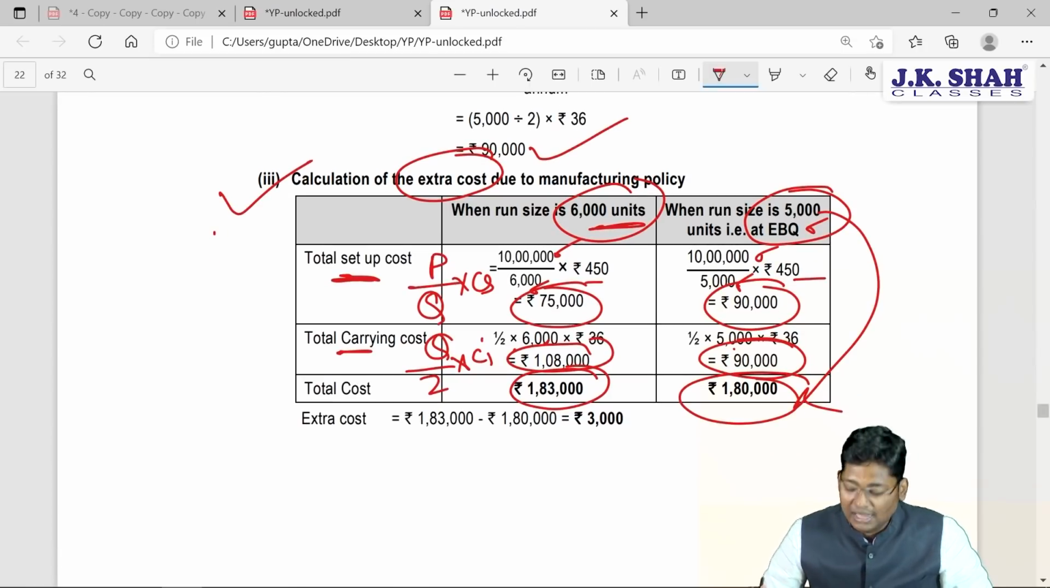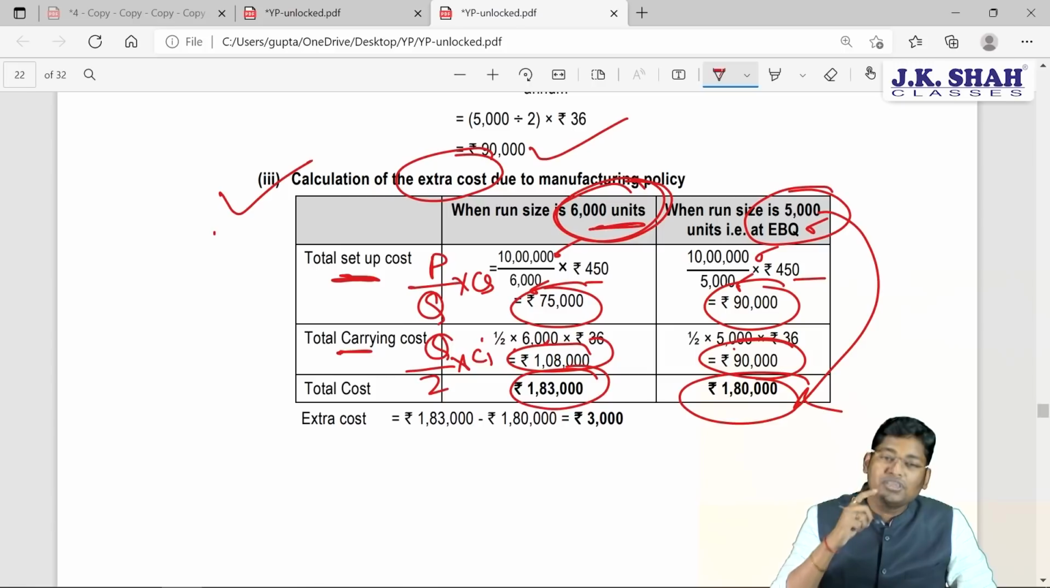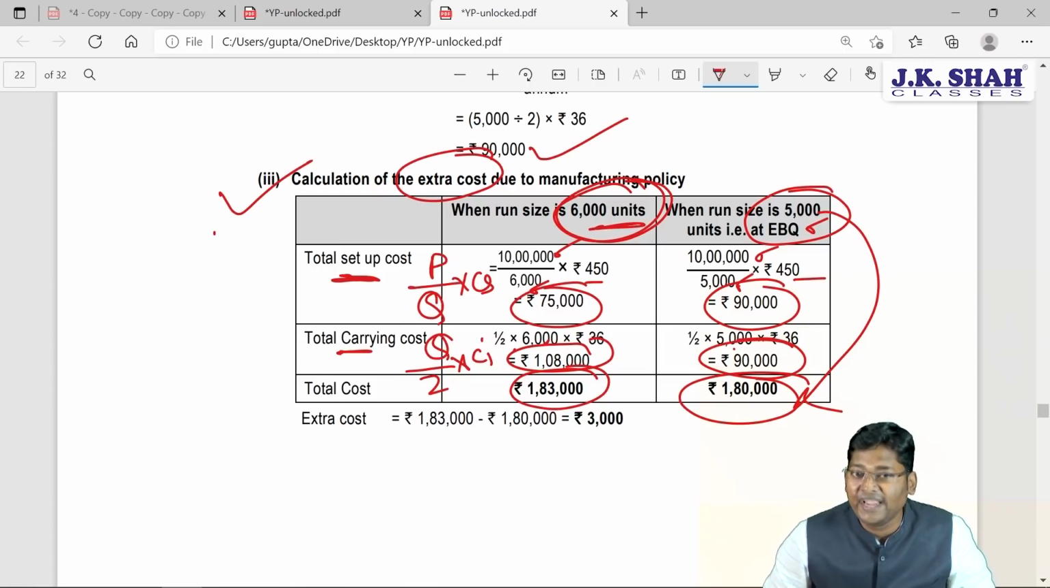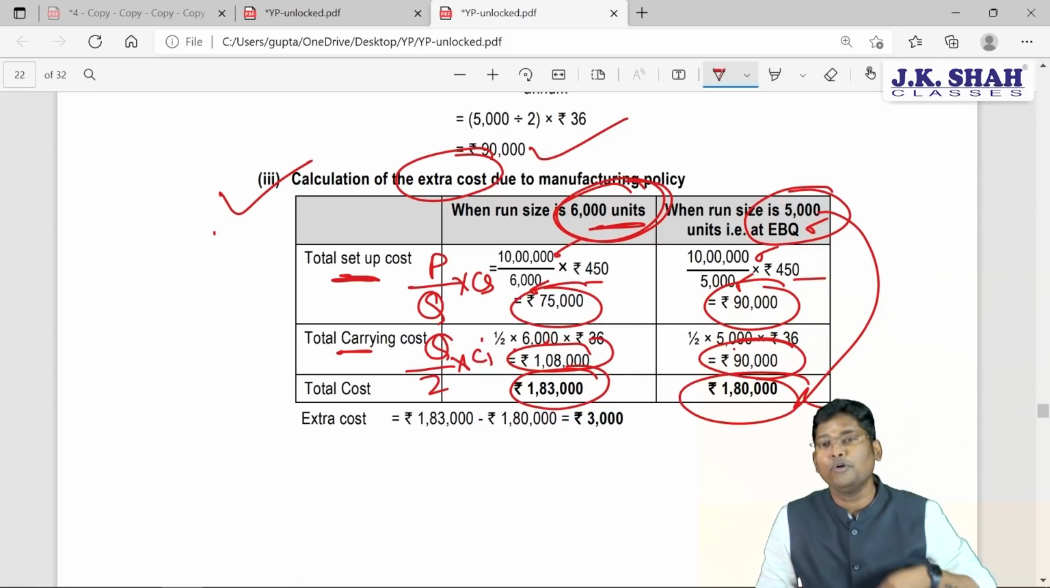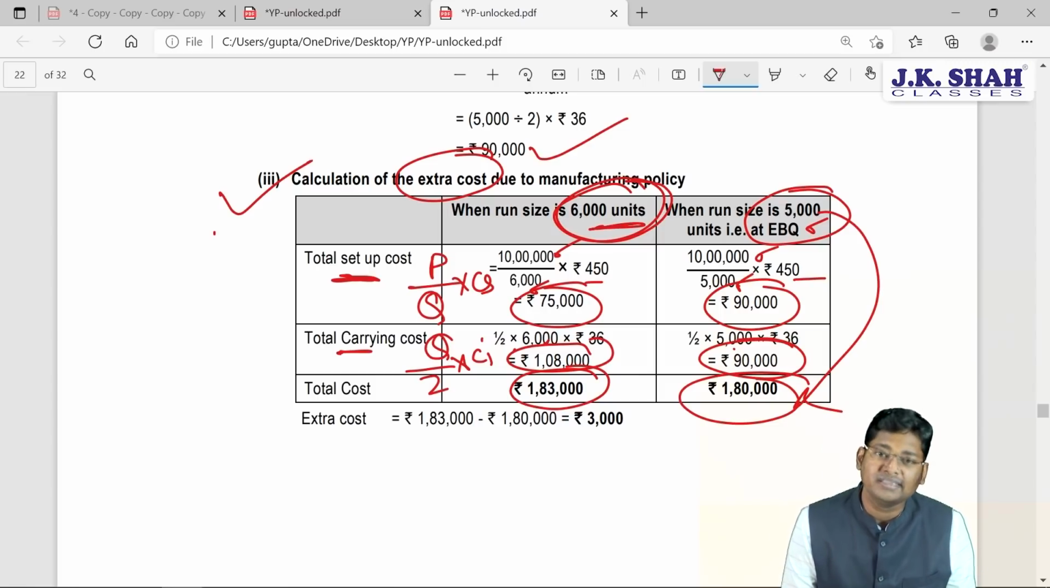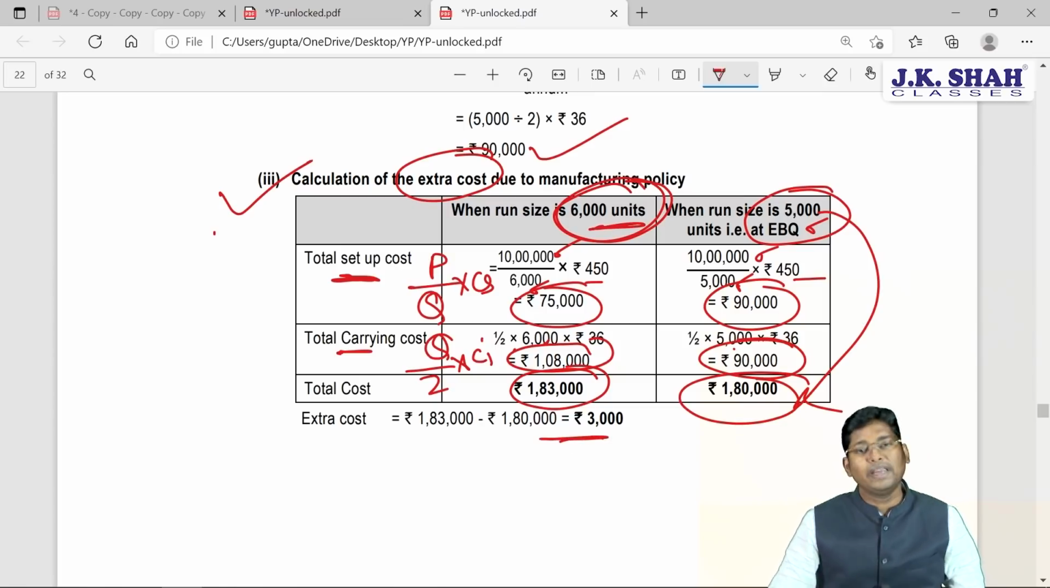And according to this, when you compare this at EBQ level, see your cost is getting reduced by 3000. Under normal circumstances, the cost which is required when run size is 6000 units is 1,83,000. When this particular run size is not followed, instead of that you are going to take EBQ into consideration, you can save 3000 rupees. So sometime extra cost computation can also be asked in the examination. So guys, please revise this thing.